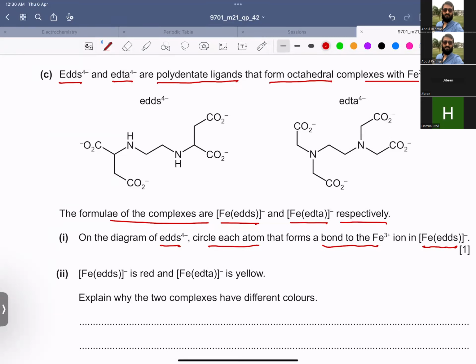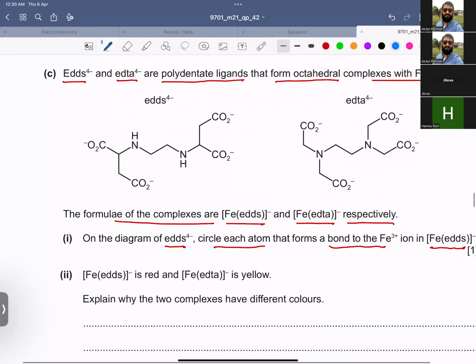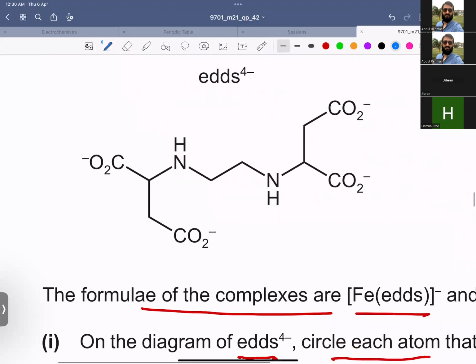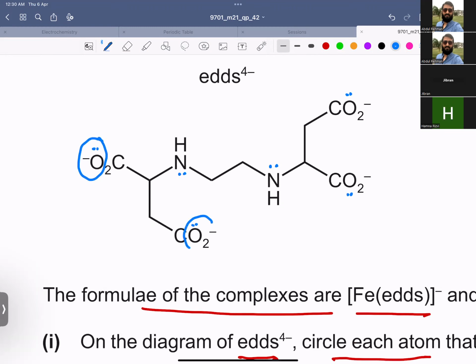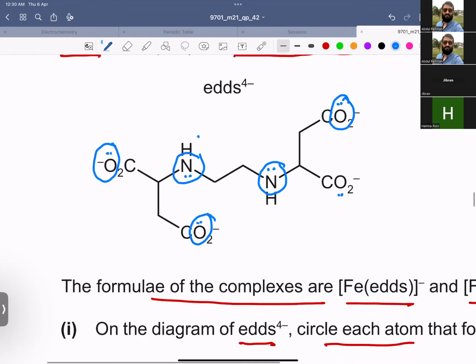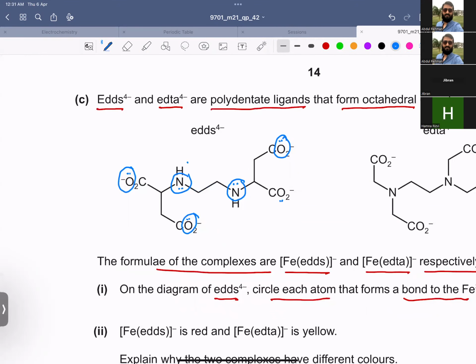Okay, so we know that from the ligand, the atom which has a lone pair actually forms a dative bond with the metal. So if you look at EDDS 4 negative, these nitrogens have a lone pair and these oxygens have lone pairs. So we'll make a circle around these atoms because these are the ones which can bond with the iron.